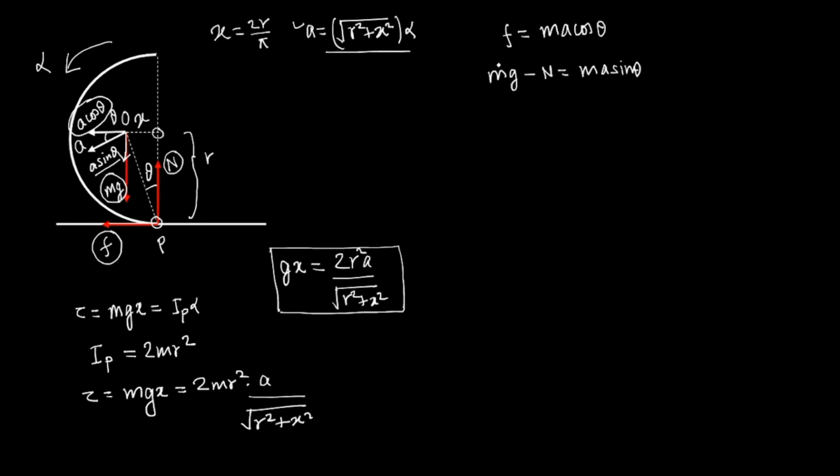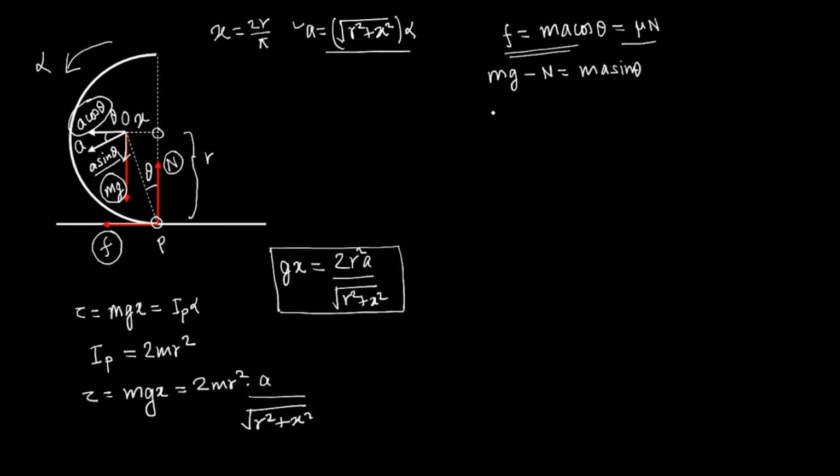Now, in the limiting case, what is happening? In the limiting case, f will be mu times N. We are interested in the limiting case only because we have to find the condition for which it just slips. Whatever mu comes, we will have that mu as the minimum mu needed. So this will give the minimum value of mu needed for no slipping to occur.